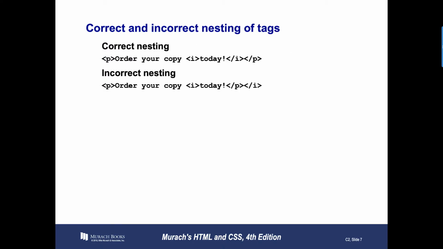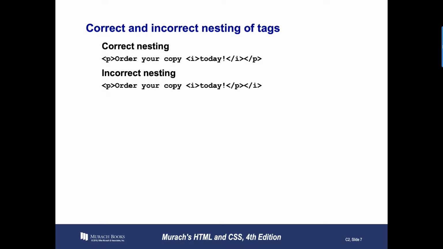Now, it's important that when you nest tags, right, that you get the order correct. So in this example, under correct nesting, we start with a paragraph tag, and then we say order your copy. And then we have this I tag, which will italicize text on the screen, and a closing I tag, right? So today, exclamation point, will get italicized. And then we have the closing paragraph tag to close out the opening paragraph tag that we started with.